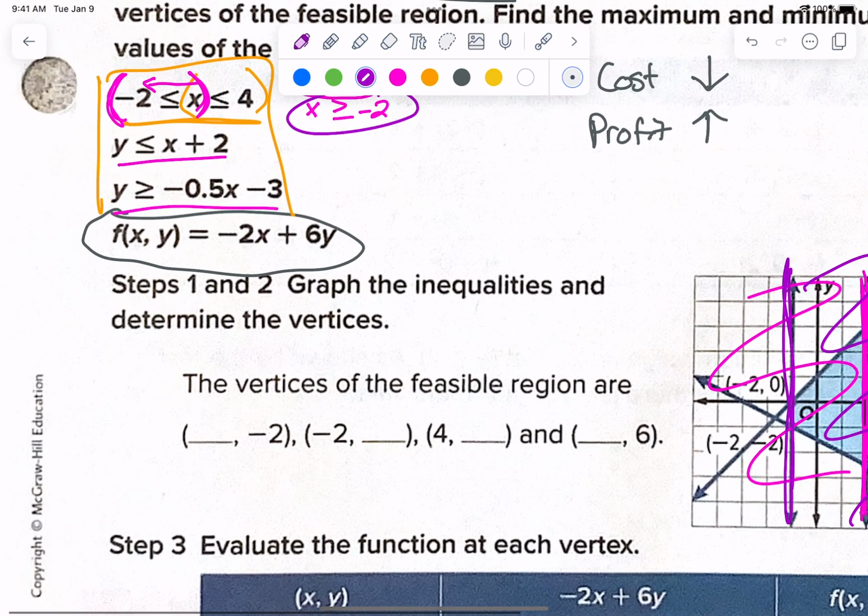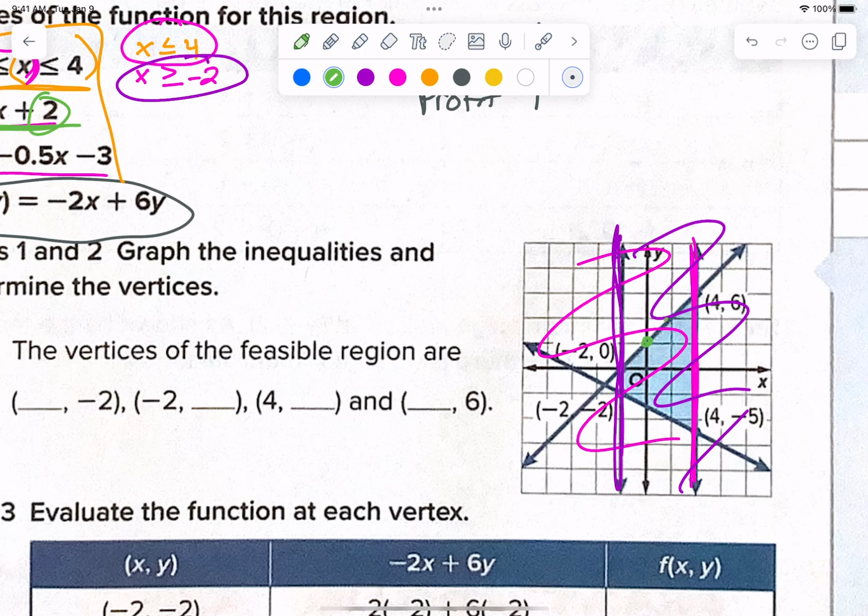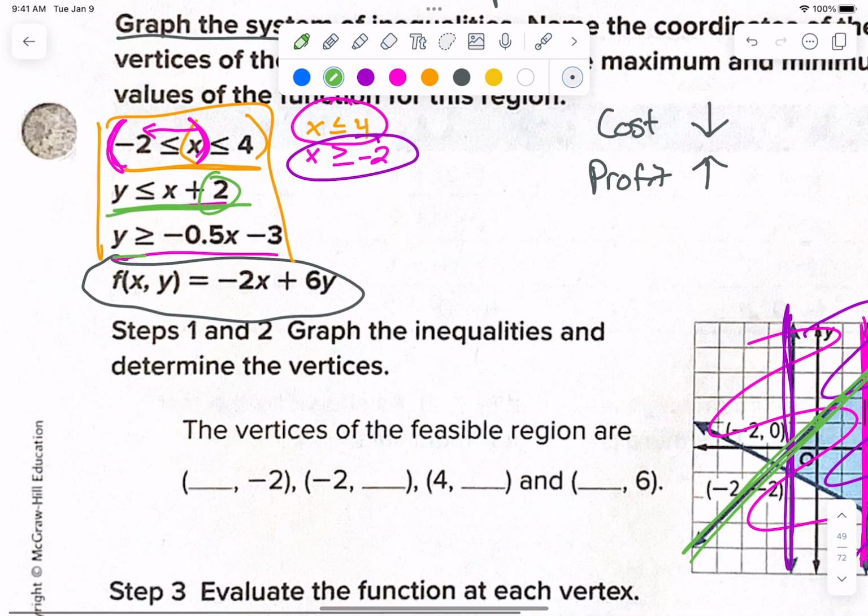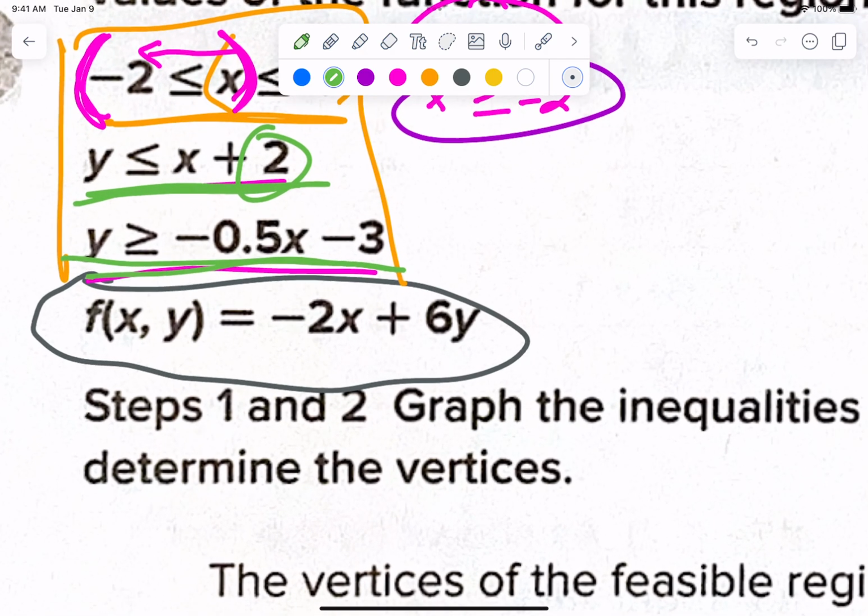These two, we've got x plus 2. We're going to start at 2 here and go up 1 over 1. So that's this line, and it is a straight, solid line. And then this last one, I don't like that they've written -0.5. Let's write it better. What do we write it as? -1/2 x minus 3, okay?